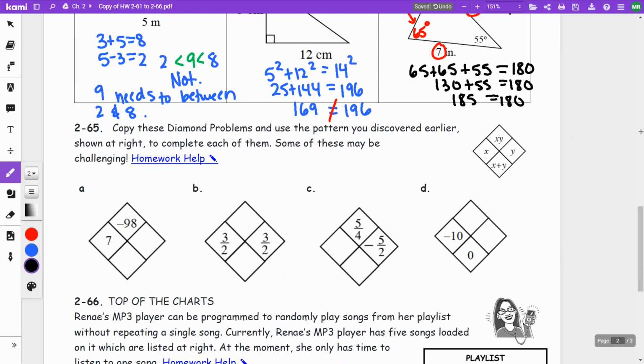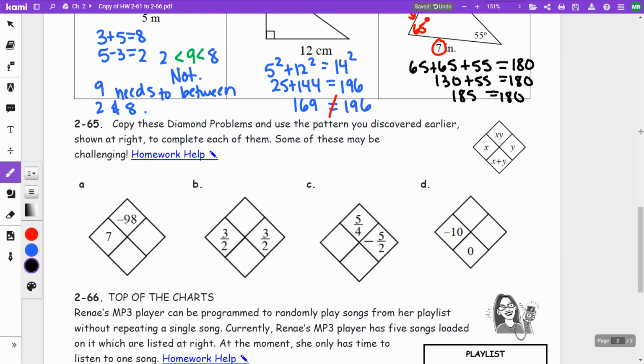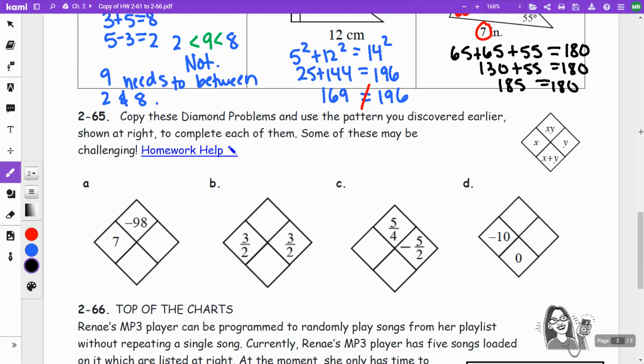On 2-65, we're going to be doing the diamond problems. So I'm trying to figure out 7 times what multiplies to get a negative 98. So if I take negative 98 divided by 7, I get a negative 14. And then I'm going to add those, and that's going to give me a negative 7.